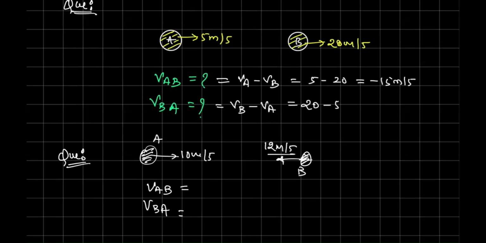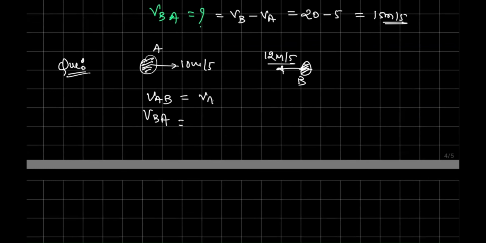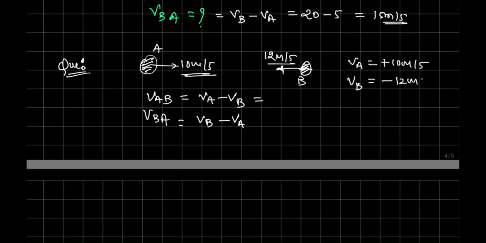It is 20 minus 5, so it is 15 meter per second. Velocity of A minus velocity of B, right? Velocity of A is plus 10 meter per second and velocity of B is minus 12. In this case, it's minus 12 minus 10. So it is minus 22 meter per second.